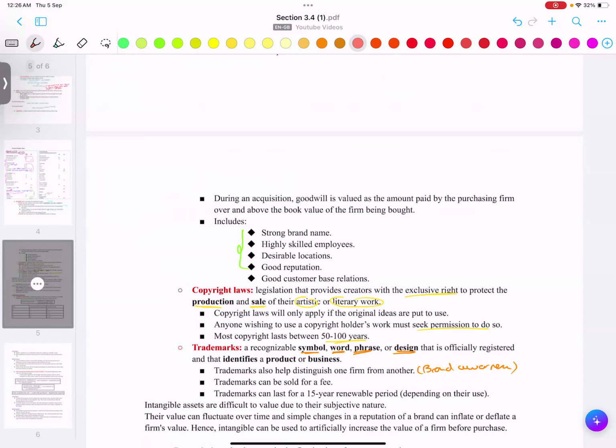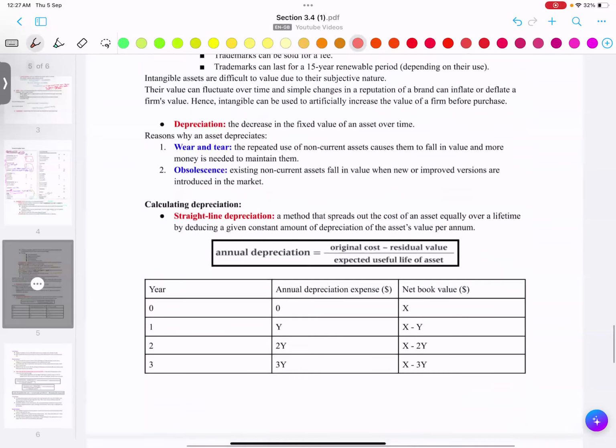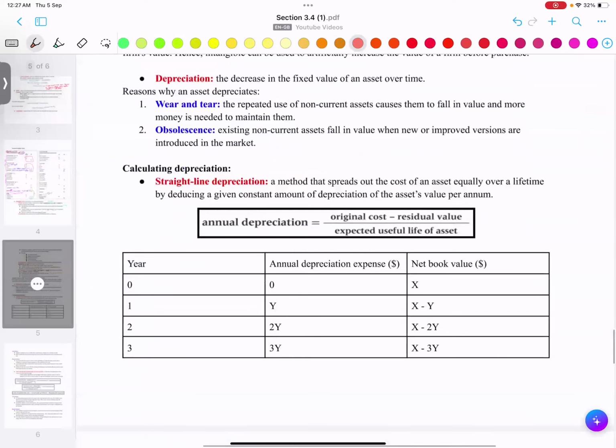Okay, guys, so we still have depreciation, which is the HL only part. So I'm going to make a video just for that.